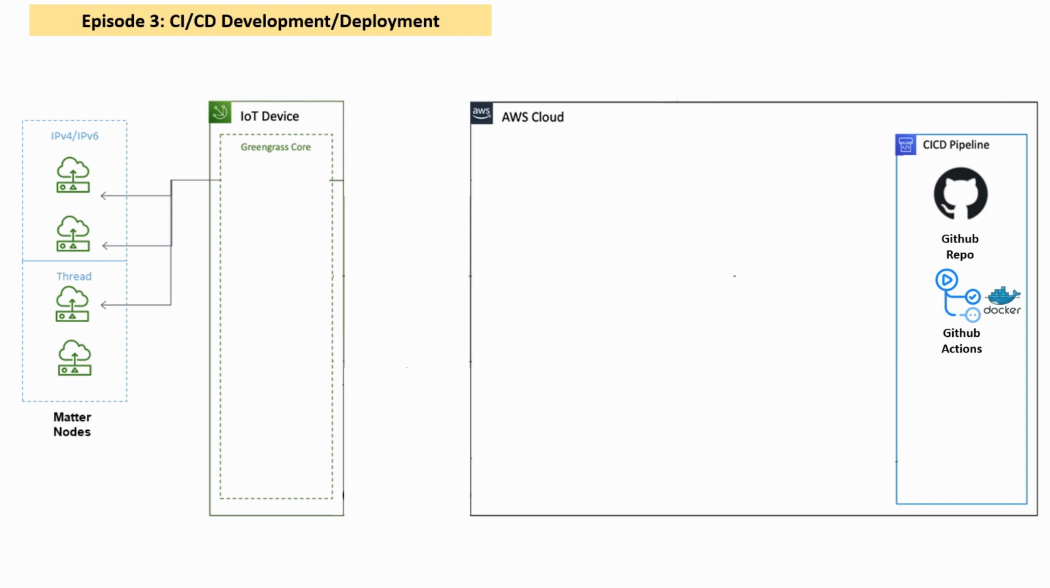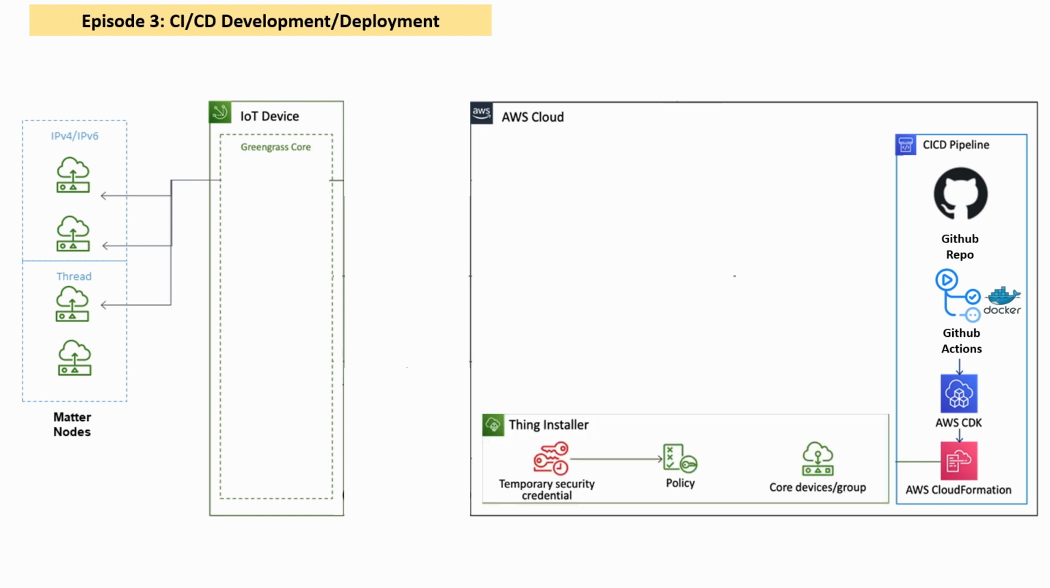Also, we will have a GitHub action that will kick off the AWS CDK, the Cloud Development Kit, and this is our infrastructure as code. And this GitHub action will go and ensure that we set up the infrastructure. This will result in AWS CloudFormation stacks being deployed. The first CloudFormation stack to be deployed is the Thing installer. So the Thing installer will go and provision the Thing core devices and core groups. It will set up the relevant policy and will set up a set of temporary security credentials.